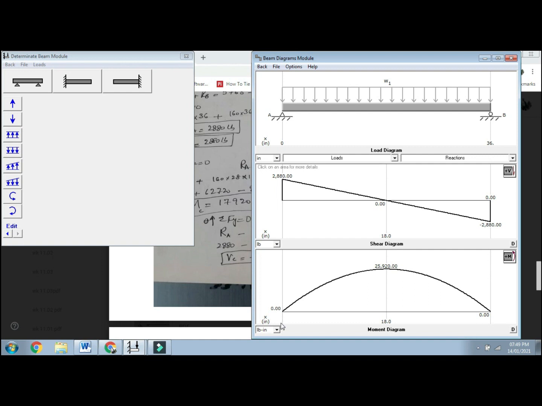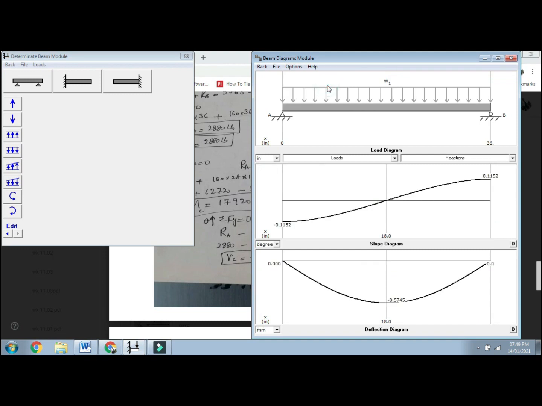So this was the shear force and bending moment diagram. We can get other properties as well: slopes and deflections over here. This is the load diagram, and this is the slope diagram, which is in degrees. You have the liberty to change it to radians, since it precisely has to be in radians. So now it is in radians, and these are the deflections as a result of this UDL.